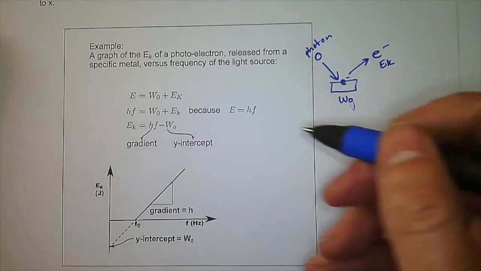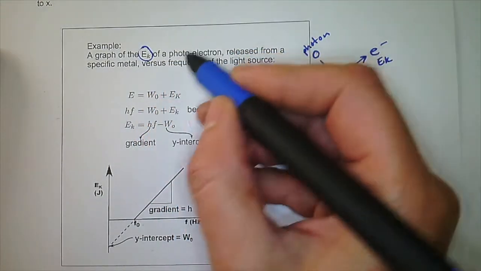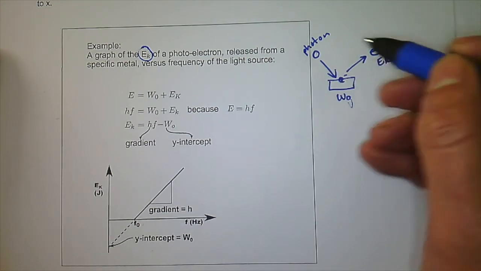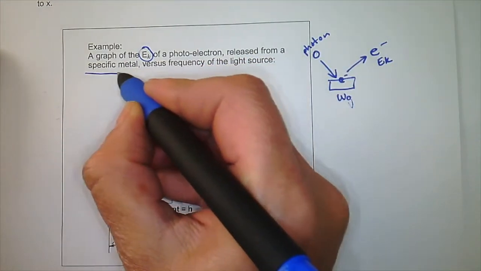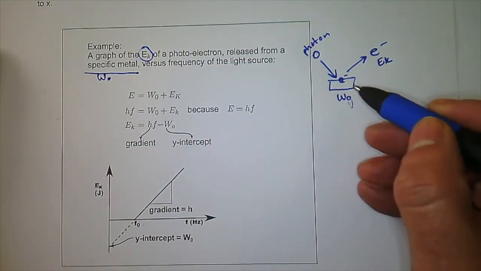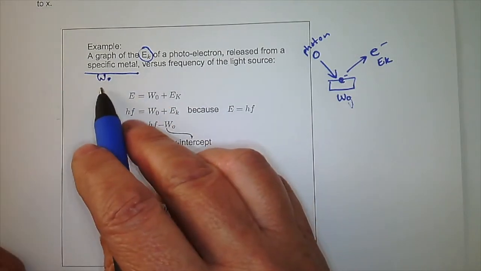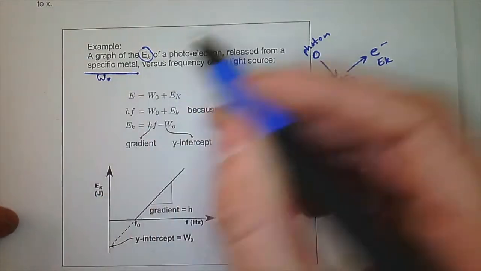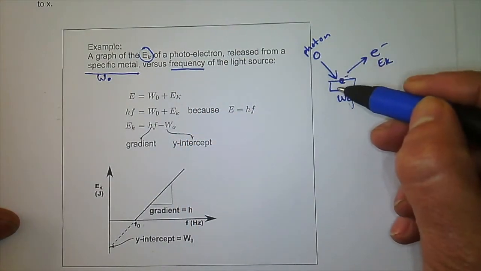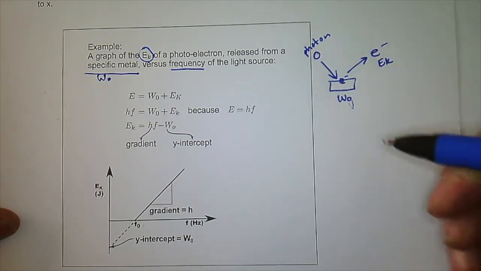And now you're asked to draw a graph of kinetic energy for the photoelectron that is released from a specific metal. Well, a specific metal is just one with a specific work function. Every metal has a different work function. So if they say specific metal, it means that work function is a constant. And we must draw that versus the frequency of the light source. So you're drawing the kinetic energy of the released electron versus the frequency of the light source.